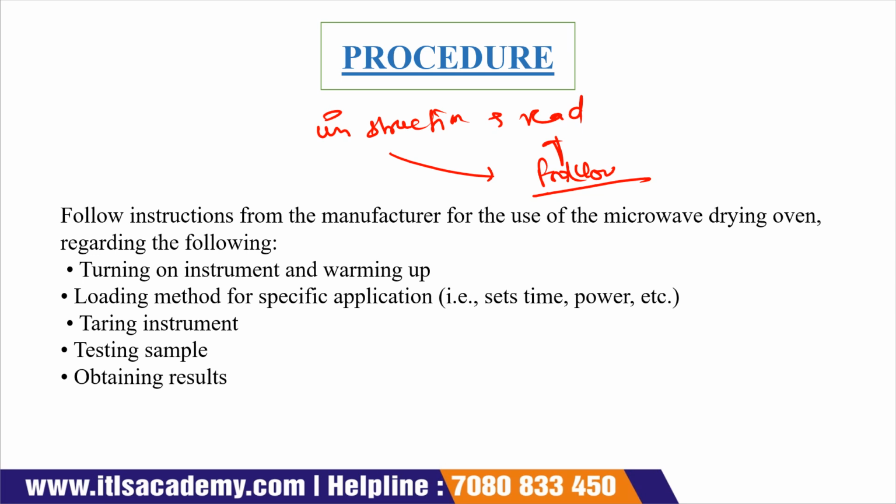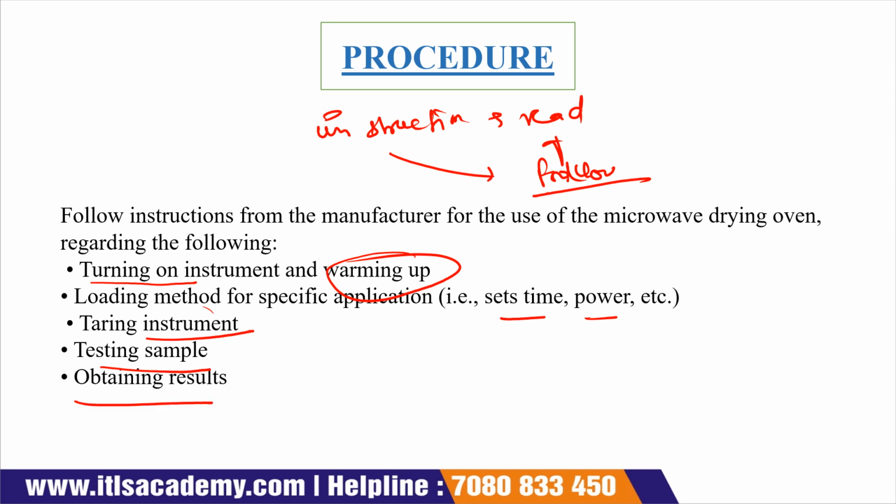First of all, we have to turn on the instrument and warm it up. After warming, we set the time, power, etc. Then we tare, and we put the testing sample into the microwave oven, and this way we obtain the result. This is a very simple way.